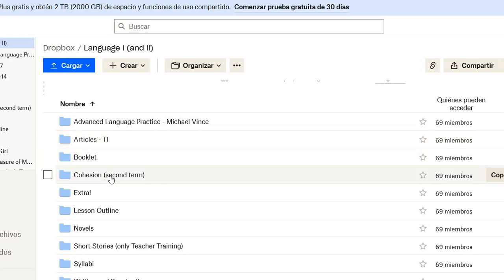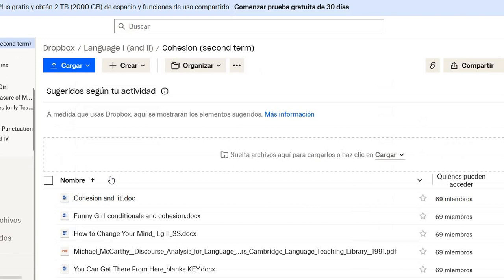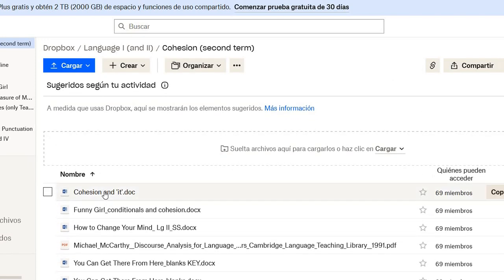Cohesion, and it says here second term. For cohesion, which is an important topic that we're going to discuss this term, you're going to pay attention to this file, cohesion and it. And it's another text you can read in advance. I have mentioned these things in passing. I have mentioned the vocabulary that you're going to learn here. I mean, we're not going to learn vocabulary, I mean the technical terminology that we use to talk about cohesion. Just a second.